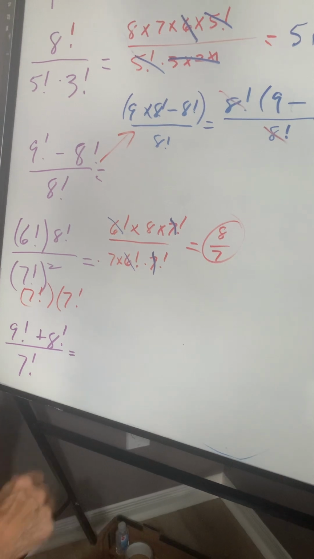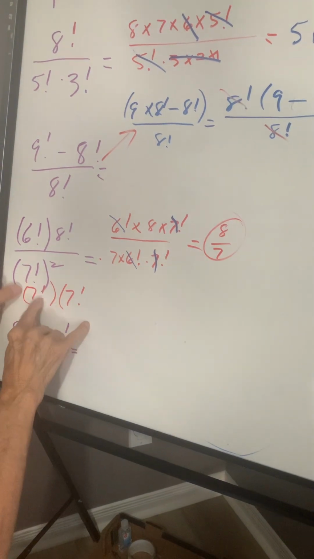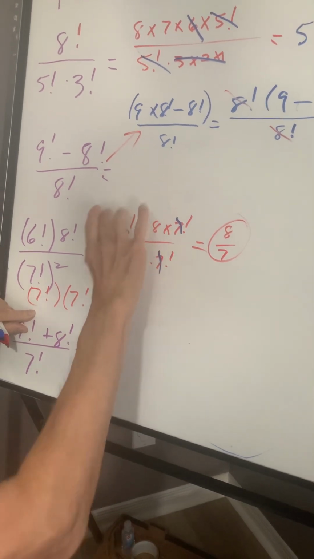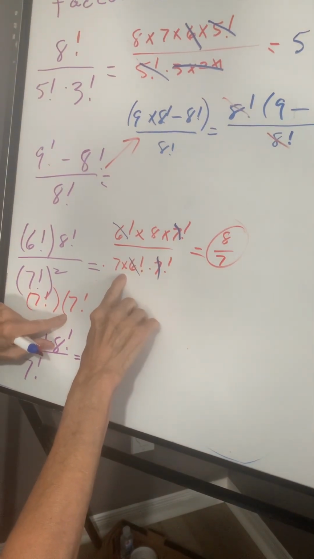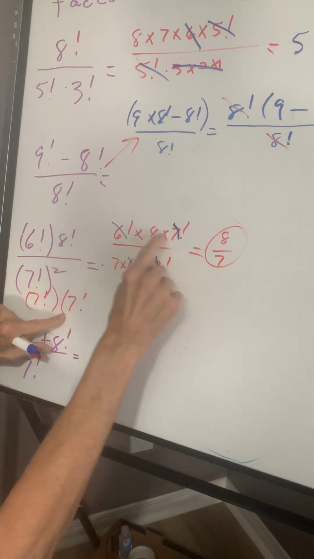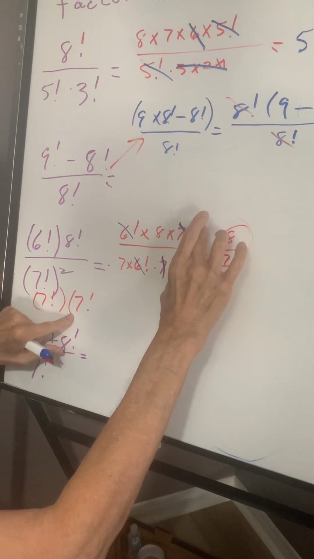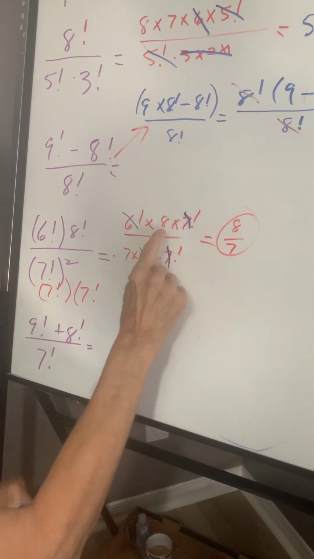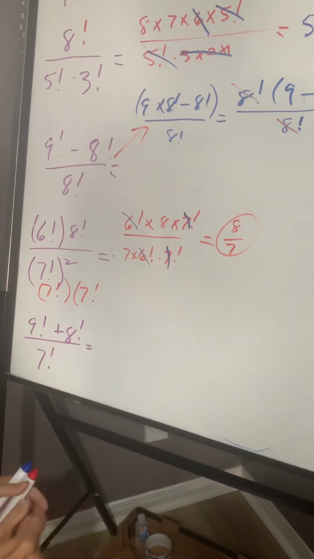Okay, let's look at it again. Because of this, I have to change this to 7 times 6 factorial, so these cancel. And this, I have to change to 8 times 7 factorial, so it can cancel. These will cancel. So I'm left with an 8 and a 7.